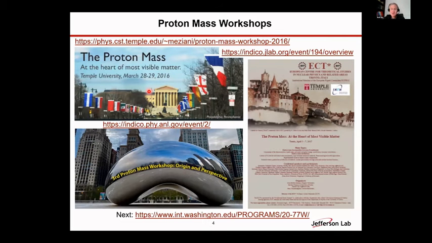Now, this is a topic which has really become very fashionable in the last 5 years. Proton mass workshops, there have been 3 of them: 2016, 2017, also the ECT* STAR, and a recent one in 2021, hosted by Argonne, and there is an INT program scheduled for this, which was postponed by COVID to later this year.